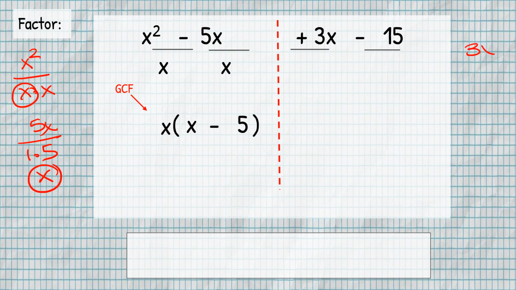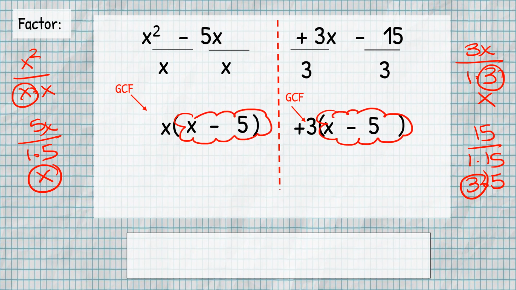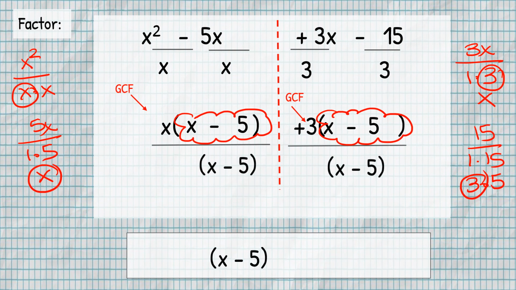On the other side, we have 3x and 15. The greatest common factor is 3. So we divide everything by 3, and we're left with x minus 5. So we have x minus 5 here and an x minus 5 here. So when we divide, we're left with x plus 3.